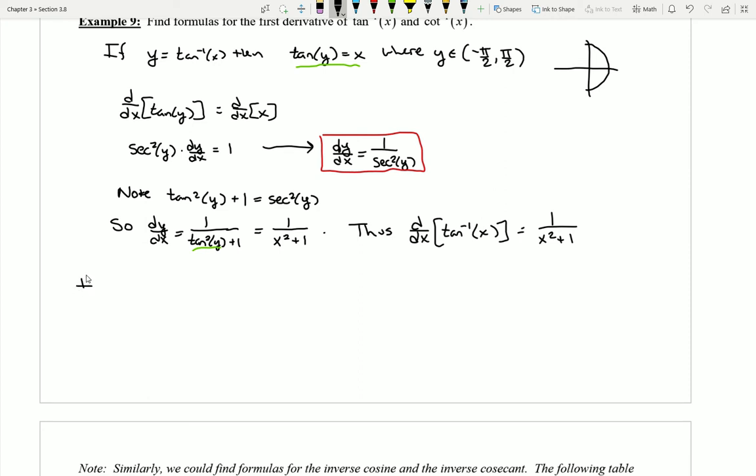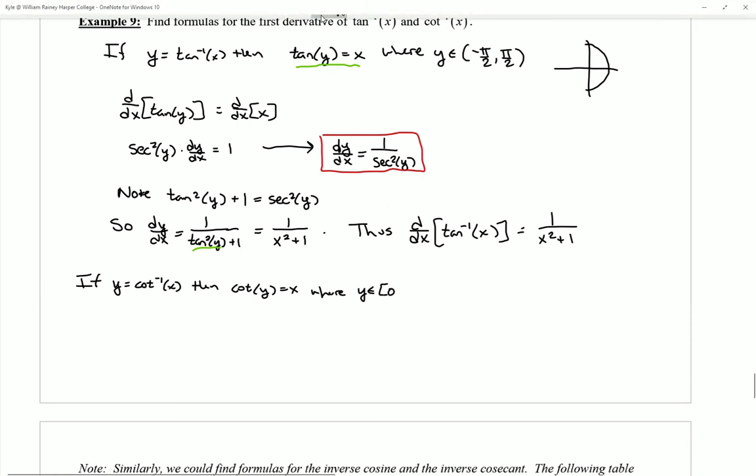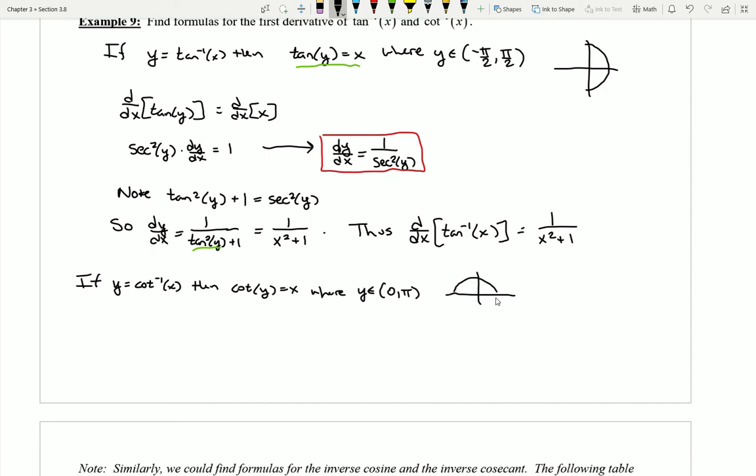Now, in the same way, we can calculate if y is equal to the inverse cotangent, then that means that the cotangent of y is equal to x. And of course, this is going to be where I'm going to have my value of y existing in the following interval. I should have a parenthesis there, not a bracket. But y is going to be existing in the interval from 0 to pi. So again, that means that I'm going to be working here with like the top half of the unit circle.